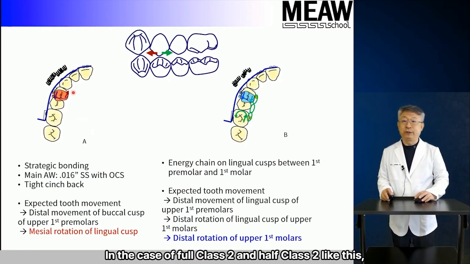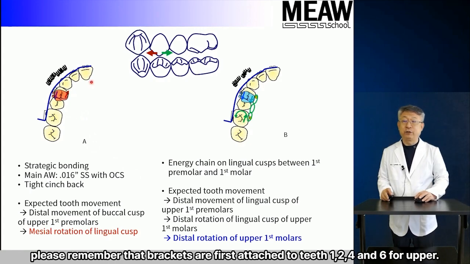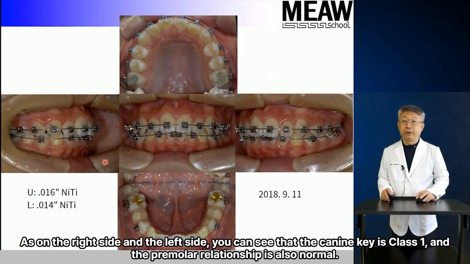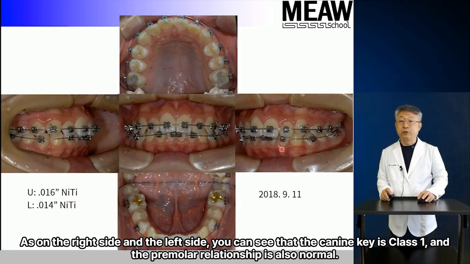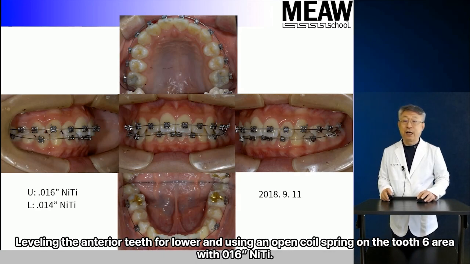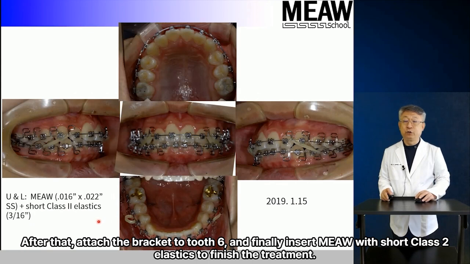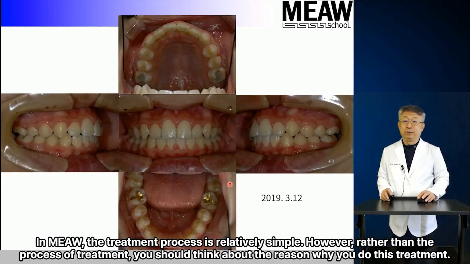In the case of full class 2 and half class 2 like this, please remember that brackets are first attached to teeth 1, 2, 4, and 6 for upper. As on the right side and the left side, you can see that the canine key is class 1, and the premolar relationship is also normal. Leveling the anterior teeth for lower and using an open coil spring on the tooth 6 area with 0.16 any tie. After that, attach the bracket to tooth 6 and finally insert mio with short class 2 elastics to finish the treatment. In mio, the treatment process is relatively simple.